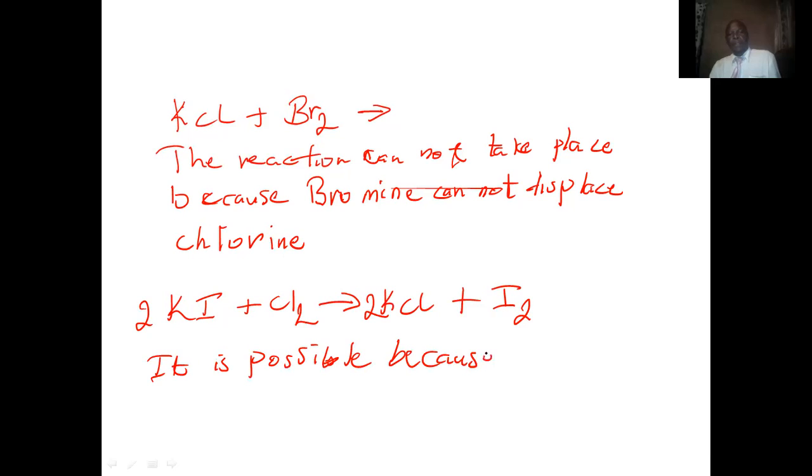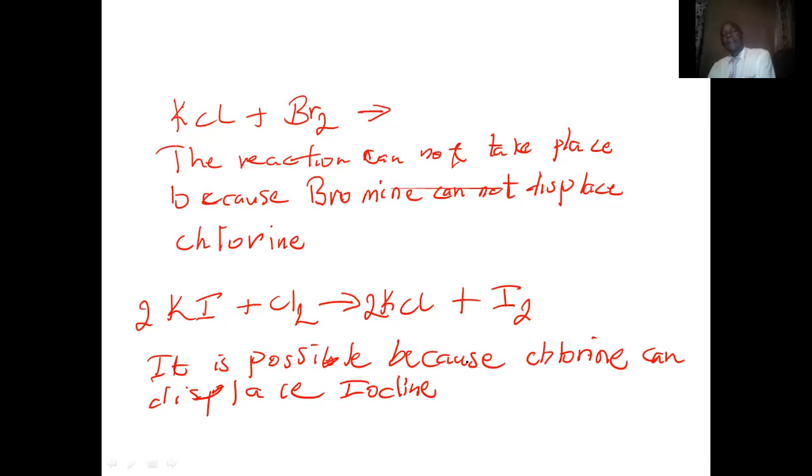Because chlorine can displace iodine, because chlorine is more reactive than iodine, and therefore it can easily displace it.